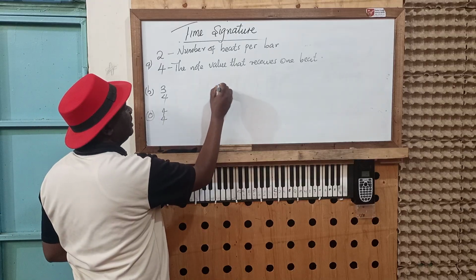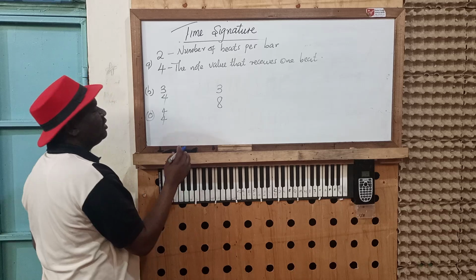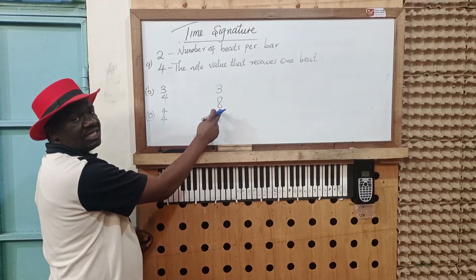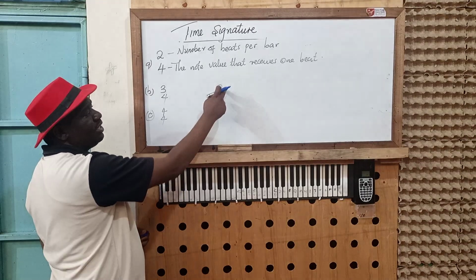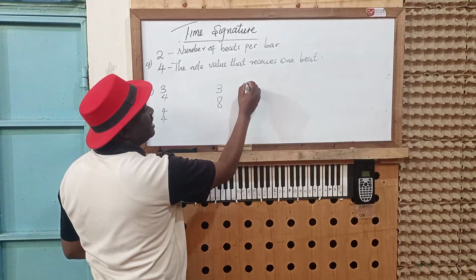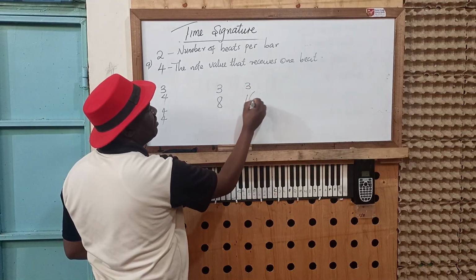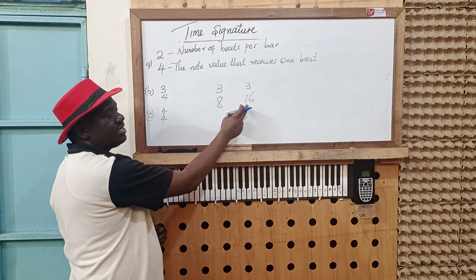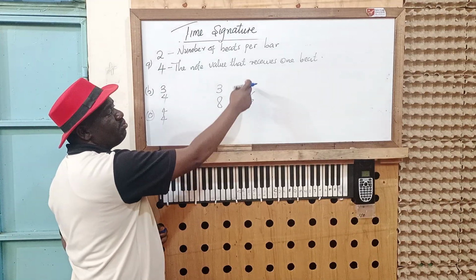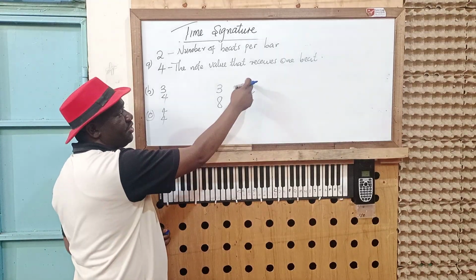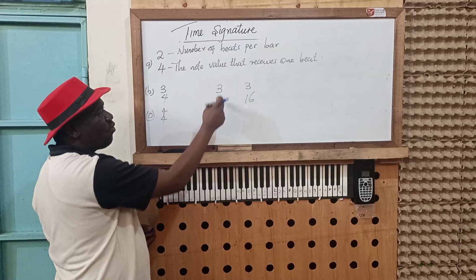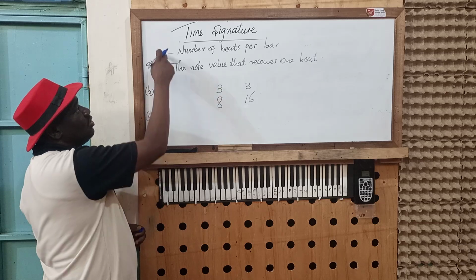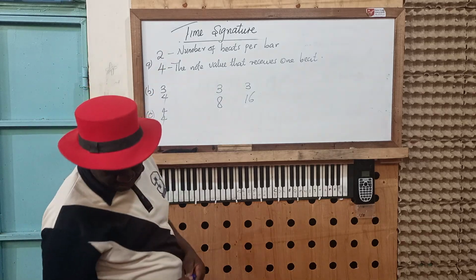If it is 3, 8, for example, you know an 8th note is a quaver. So this will be 3 quaver beats in a bar. If it is 3, 16, for example, you know the 16th note from the previous lessons is a semiquaver. So this will be 3 semiquaver beats in a bar. 3 quaver beats in a bar, 4 crotchet beats, 3 crotchet beats, 2 crotchet beats in a bar.